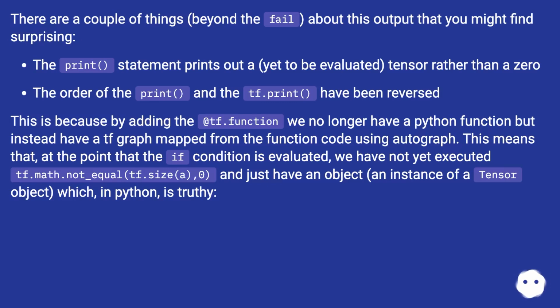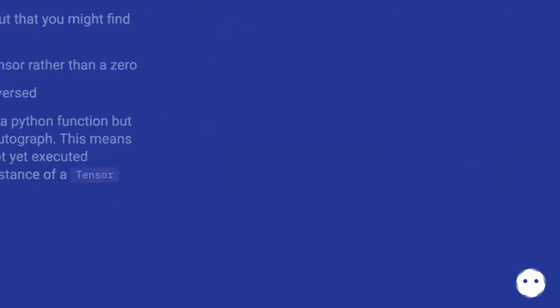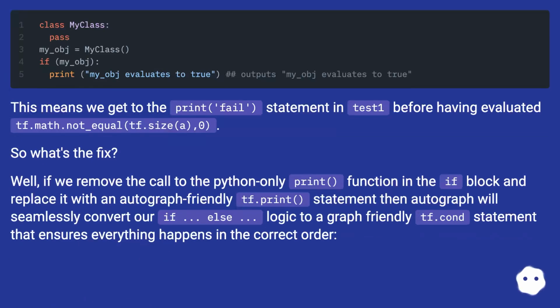This is because by adding the tf.function we no longer have a Python function but instead have a tf graph mapped from the function code using autograph. This means that, at the point that the if condition is evaluated, we have not yet executed tf.math.not_equal(tf.size(a), 0), and just have an object, an instance of a tensor object, which, in Python, is truthy. This means we get to the print fail statement in test 1 before having evaluated tf.math.not_equal(tf.size(a), 0).